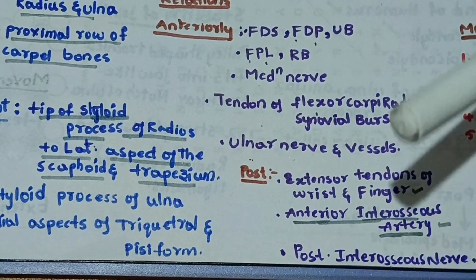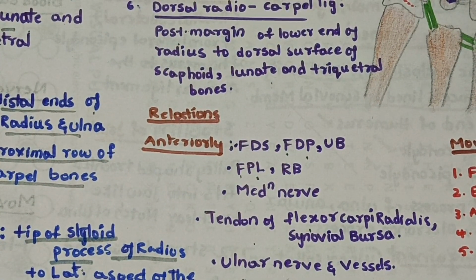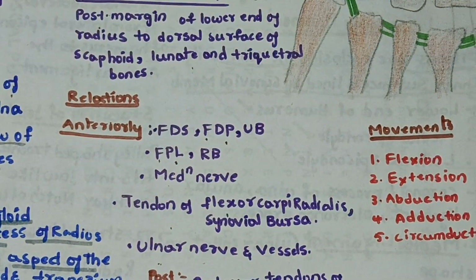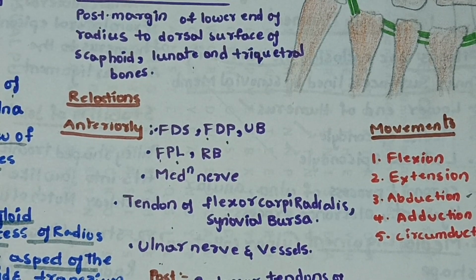And what are the movements? Let's see. The main movements of the wrist joint are flexion, extension, abduction, adduction and circumduction. Yes, this is the wrist joint.